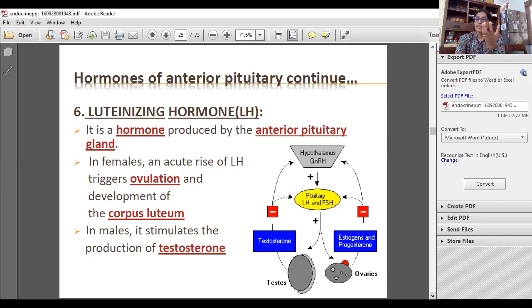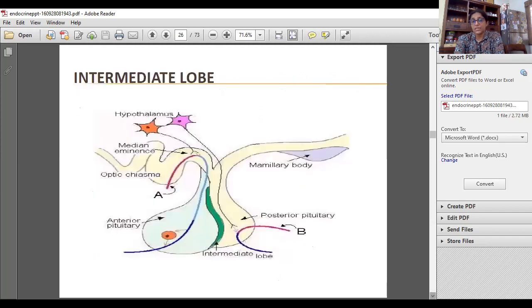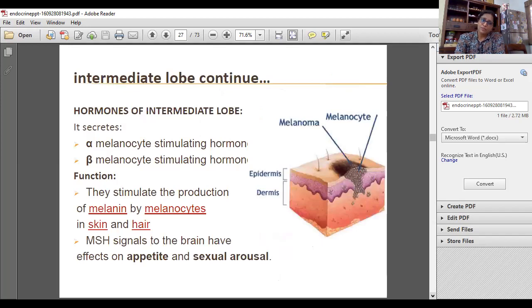The corpus luteum will be formed in the ovary, and this is regulated by the LH. It also has a slight function in the males in the production of testosterone. Now, here we have also mentioned the intermediate lobe, which I will not be detailing out here for your level. There are a few hormones which are mentioned with it.